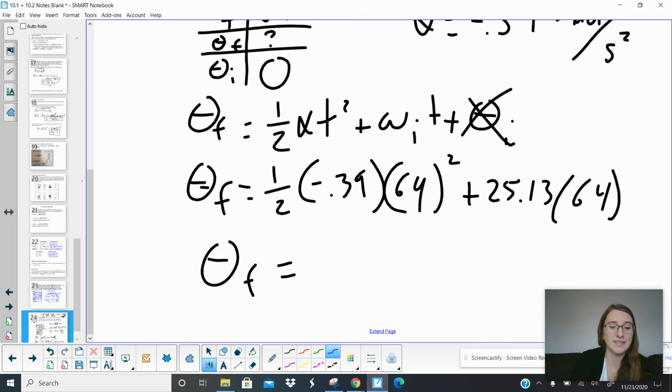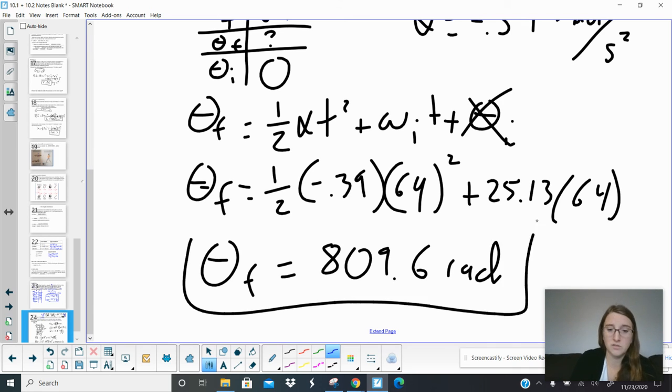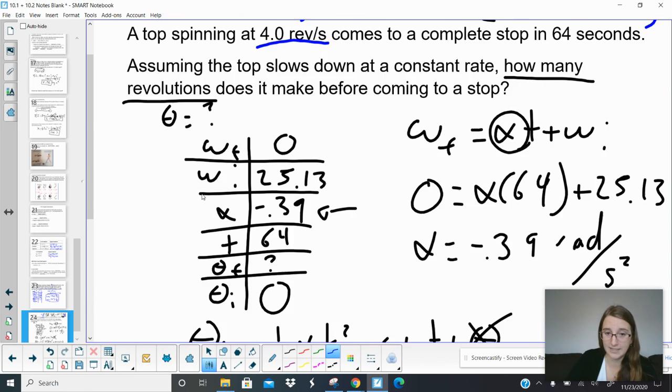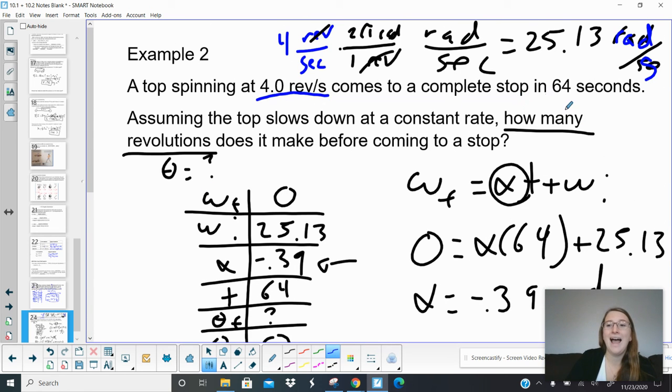Now keep in mind that this is in radians as our final answer. Let's look back up to the question though, because they ask for how many revolutions. So this is what I warned you about. We have to convert to radians to plug into these formulas. It doesn't work out the way we need it to if we don't use radians. However, we are looking for how many times it turns around before it comes to a stop.